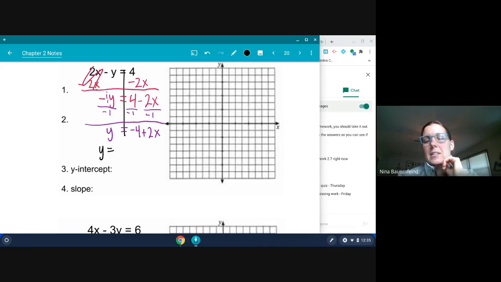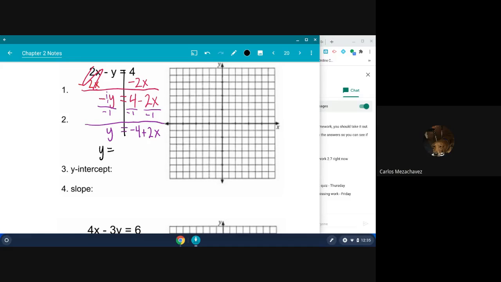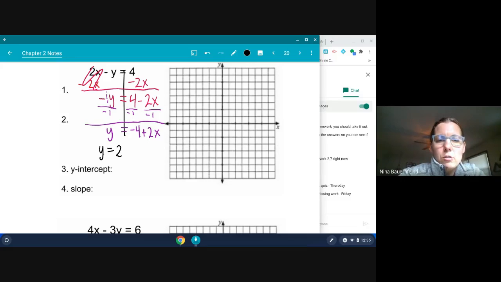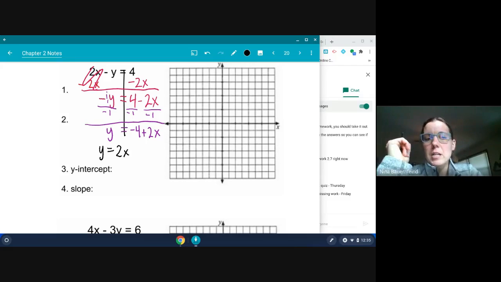Which part has the x on it? Which number has the x on it? The 2. Yeah, and is the 2 positive or negative? It's positive. So I'm just going to write 2x, keep it positive. I don't need a plus sign because it's automatically positive.